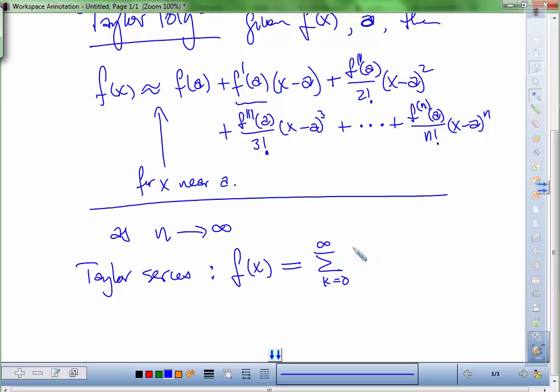Now, if I follow my pattern here, this is the kth derivative at a value divided by k factorial times (x minus a) to the kth power. Now, a couple of things kind of make this work. When we talk about the zeroth derivative, what is the zeroth derivative? It's just the original function. You're not taking the derivative or anything like that.